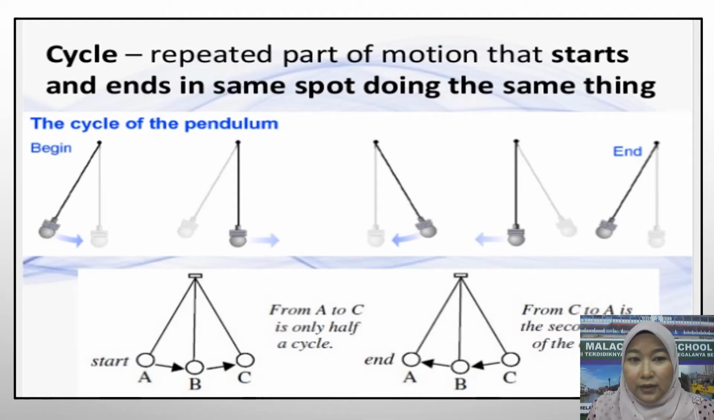What is one complete cycle? One complete cycle is counted when the object moves from one point and ends at the same point. Cycle: a repeated part of motion that starts and ends in the same spot doing the same thing. For example, the cycle of the pendulum starts from point A to point C, and from point C goes back to point A. We call it one complete oscillation or one complete cycle.